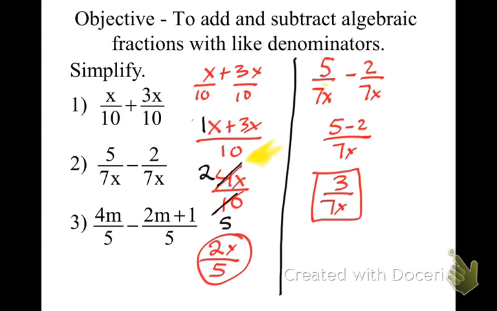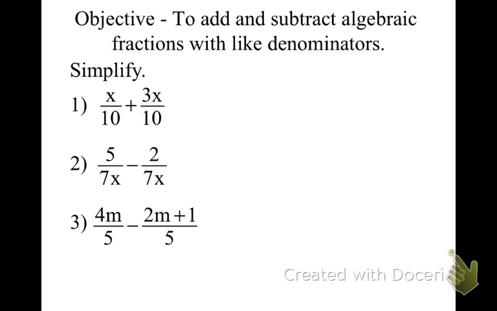Now the next one is slightly different. There's a little more to it. So I'm going to start with 4m over 5. Now I want you to notice it has a minus sign this time and a binomial on top. Oops. Not 2 minus, I don't need 2m plus 1 all over 5.